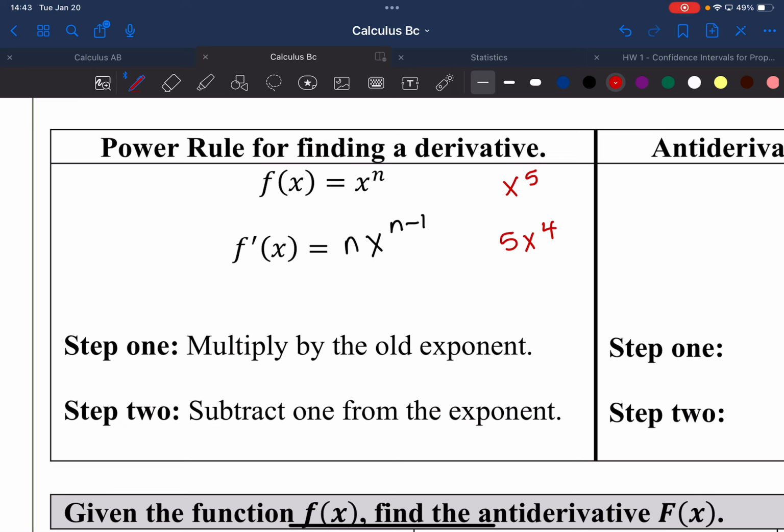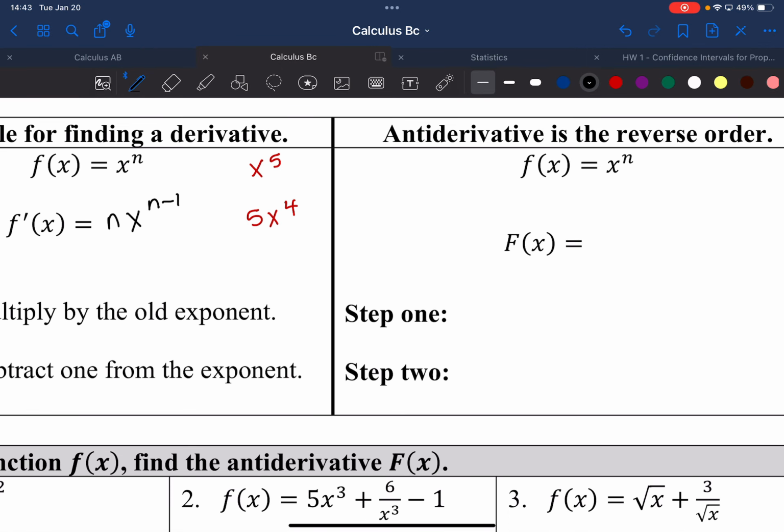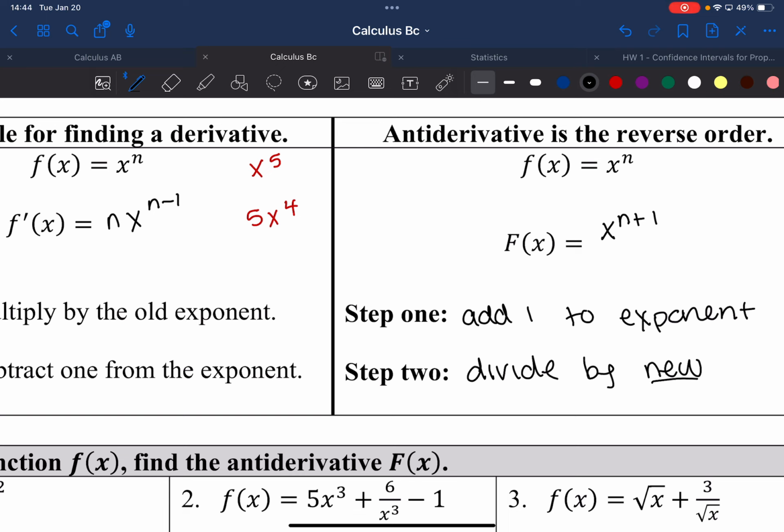Well, for the antiderivative, we're going to do the complete opposite. Our first step is going to be adding 1 to the exponent. So if we have x to the n, the antiderivative means we have x to the n plus 1. Our next step is to divide by our new exponent. In this case, our new exponent is n plus 1, so I'm going to divide by n plus 1.